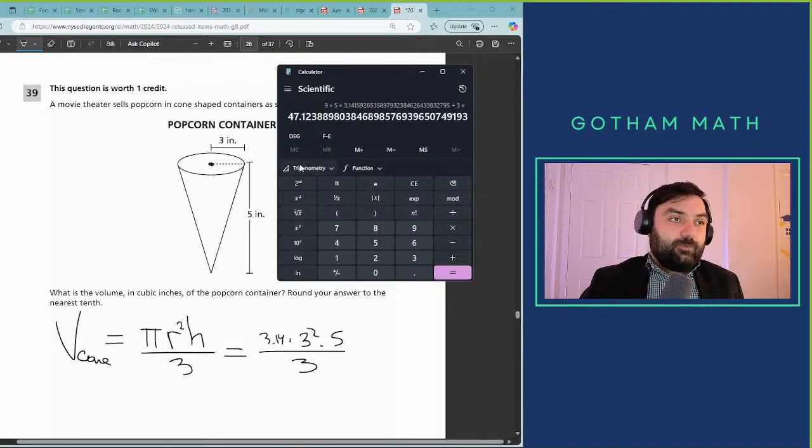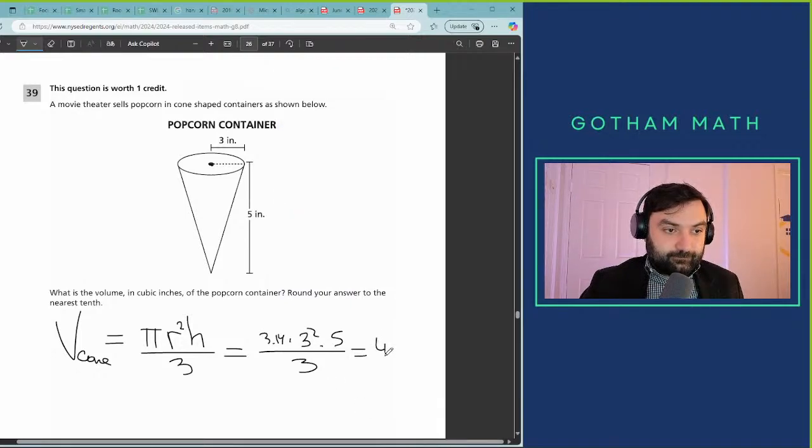Boom. 47.12. To the nearest tenth, it will be 47.1. And that's the answer. The most difficult part of this is knowing the formula, kinda.